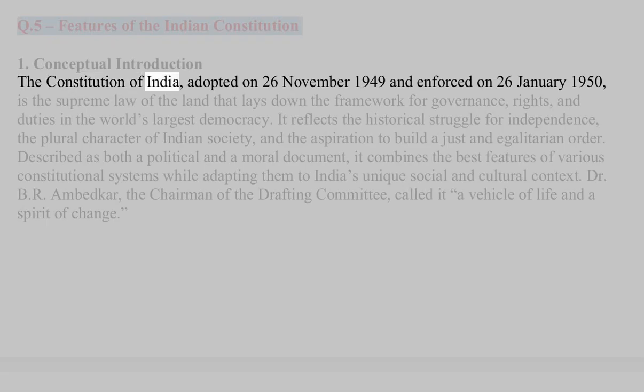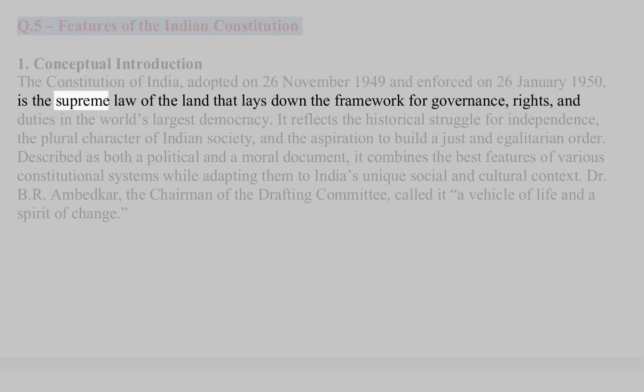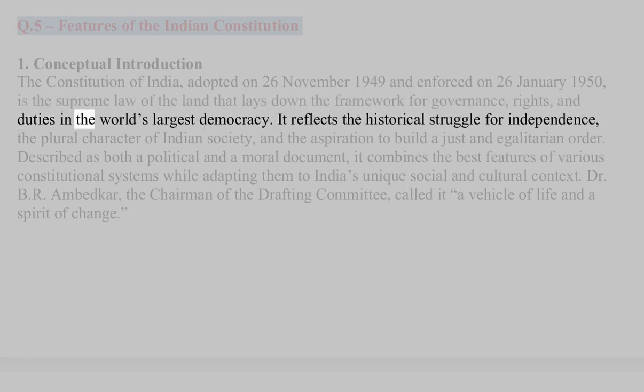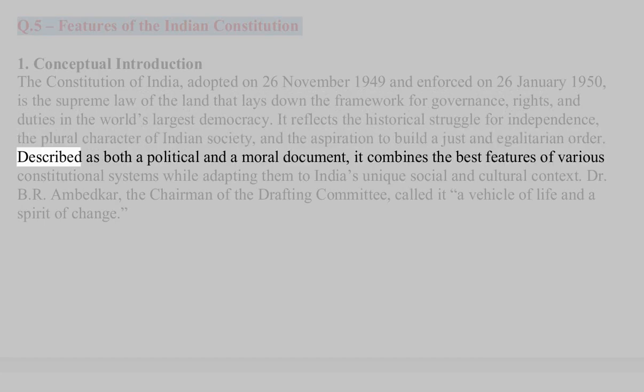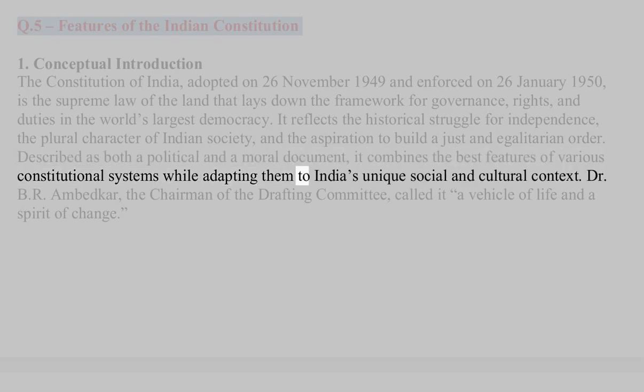The Constitution of India, adopted on 26 November 1949 and enforced on 26 January 1950, is the supreme law of the land that lays down the framework for governance, rights, and duties in the world's largest democracy. It reflects the historical struggle for independence, the plural character of Indian society, and the aspiration to build a just and egalitarian order. Described as both a political and a moral document, it combines the best features of various constitutional systems while adapting them to India's unique social and cultural context.